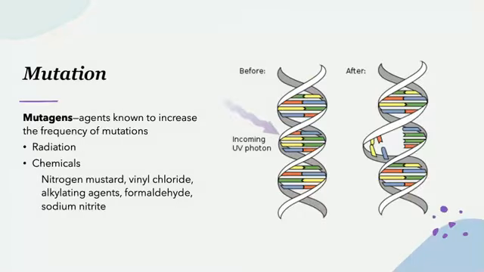So you may be wondering, what does that term mutagens mean? It means that we have agents that are known to increase our frequency of mutations. So examples would be things like radiation and chemicals such as nitrogen mustard, vinyl chloride, alkylating agents, formaldehyde, and sodium nitrite. When we talk about radiation, we know it's a powerful physical mutagen that's damaging the DNA.